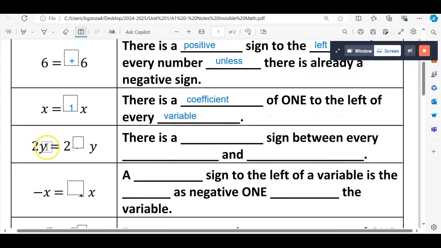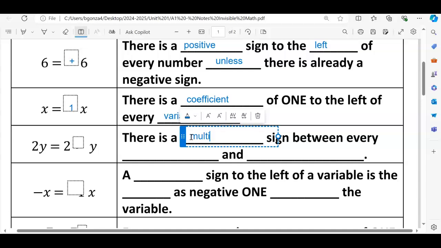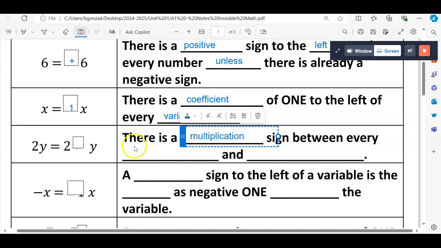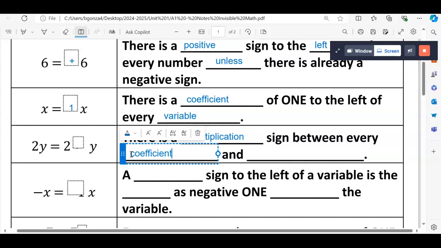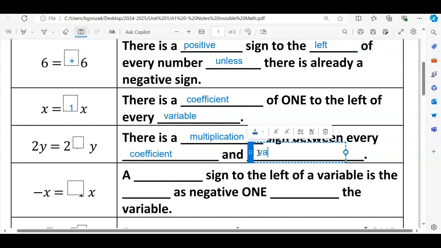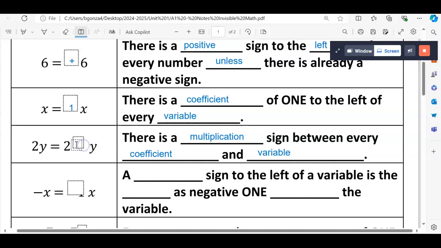Okay, what if you have 2y, a number then a letter, a coefficient then a variable? Well, what's implied in front? There is a multiplication sign between every coefficient and variable. Now I'm going to show that with a star, but you can put a dot. You're multiplying 2 times y. So 2y means 2 dot y. And hopefully y'all know that already. Things that are just sitting next to each other mean they're multiplying.